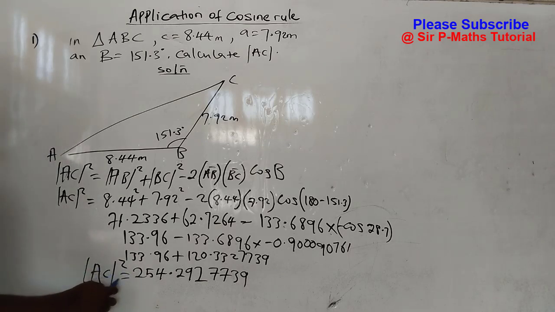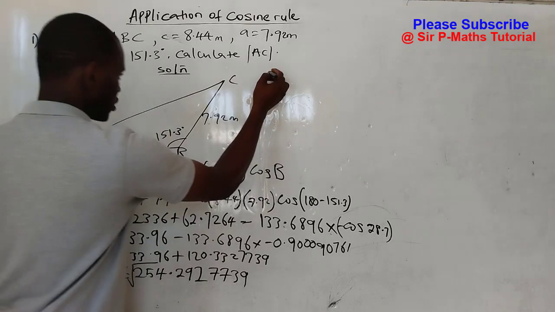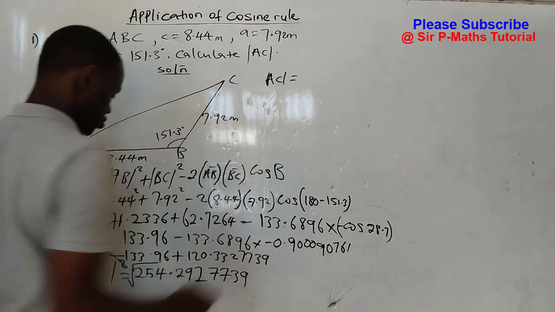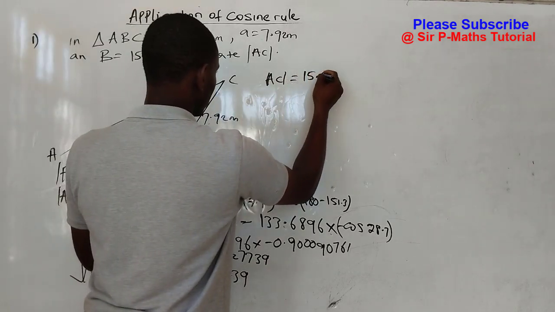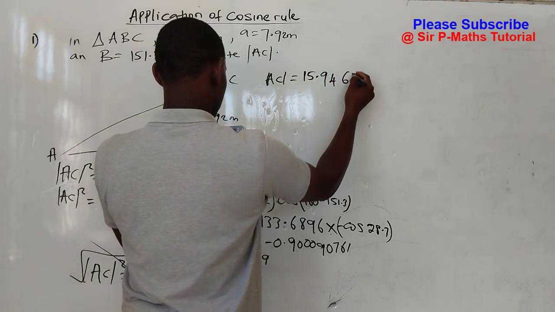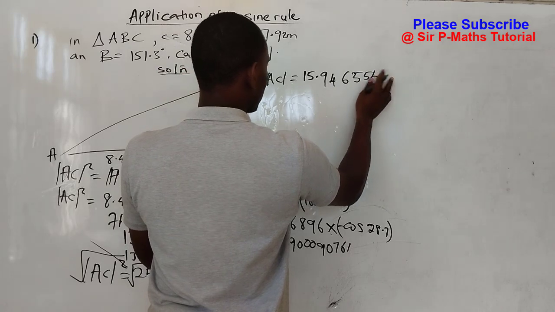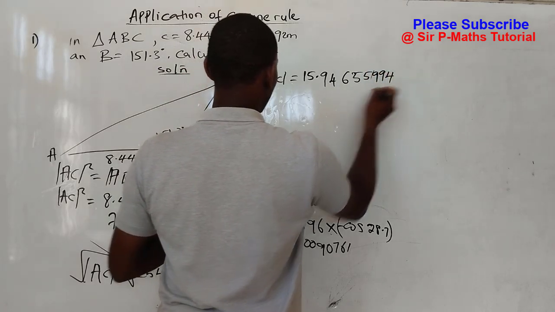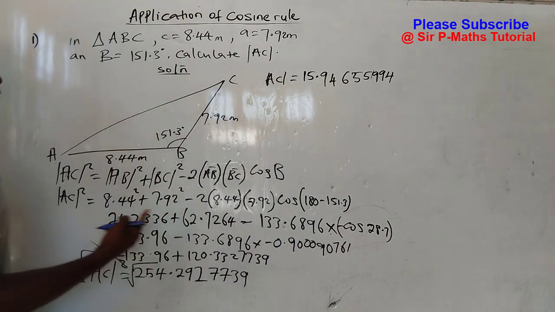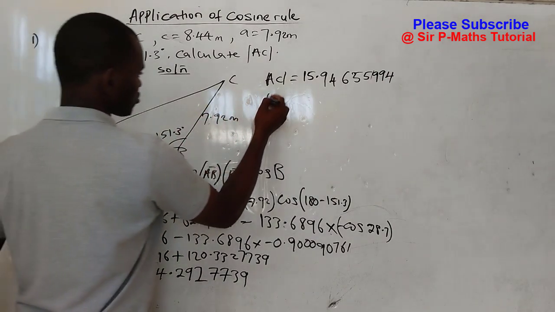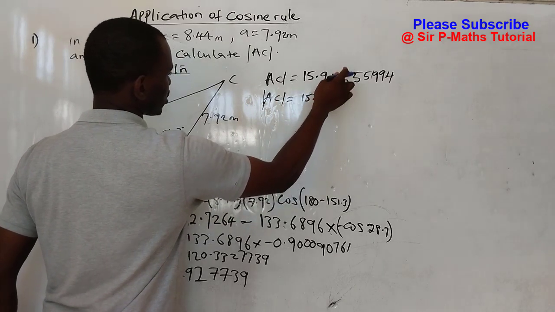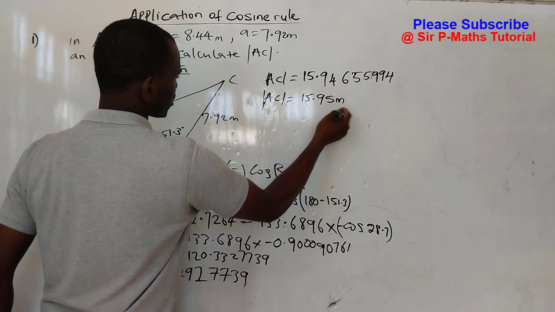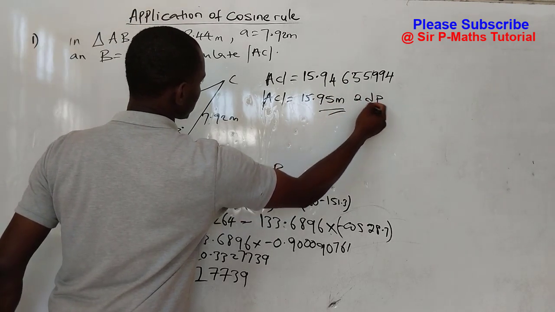Then to get the value of AC, take the square root of both sides. Here we'll cancel the square root. Then I'll have my AC to be equal to the square root of this number here. This will give me 15.94655994. Then let us approximate to 2 decimal places, since we have this and this in 2 decimal places. So I will have 15.95 meters. All right, 2 decimal places.